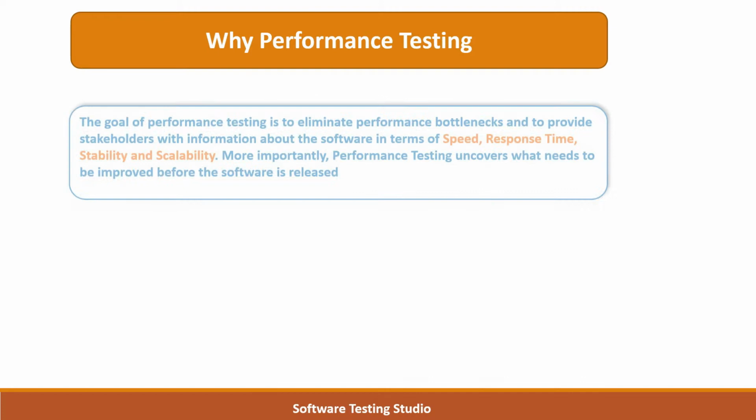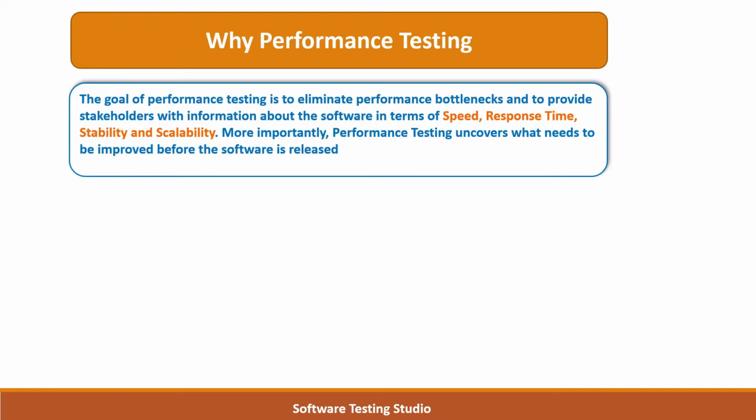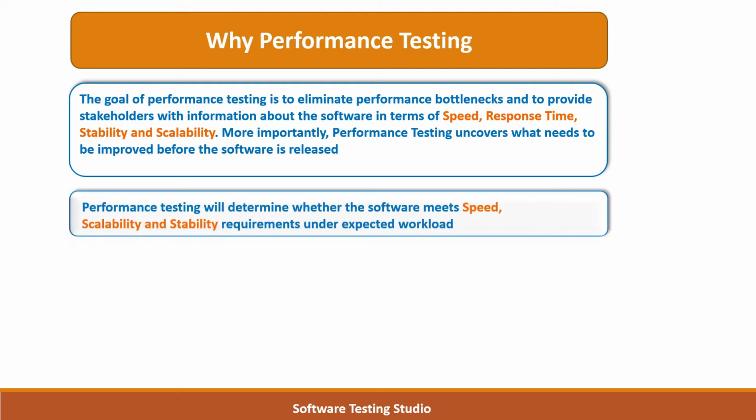The goal of performance testing is to eliminate performance bottlenecks and to provide stakeholders with information about the software in terms of speed, response time, stability, and scalability. More importantly, performance testing uncovers what needs to be improved before the software is released. Performance testing will determine whether the software meets speed, scalability, and stability requirements under expected workloads.